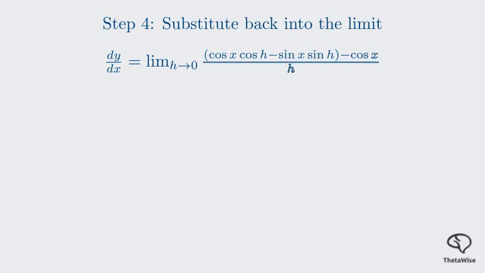The limit now becomes the limit as h approaches 0 of cos x cos h minus sin x sin h, and then we subtract the original cos x, all divided by h. We're making good progress. The next step is to rearrange the terms in the numerator to group the cosine terms together and then factor out a common factor of cos x.